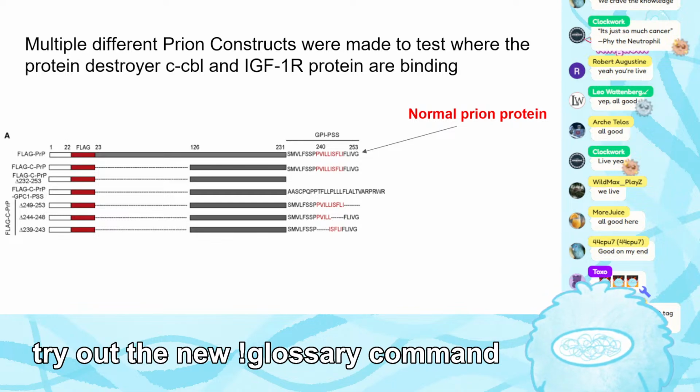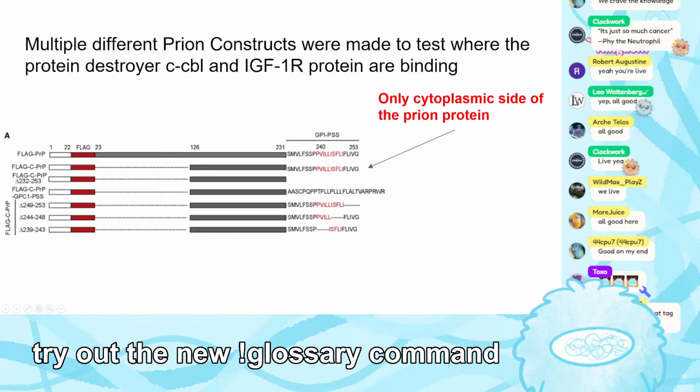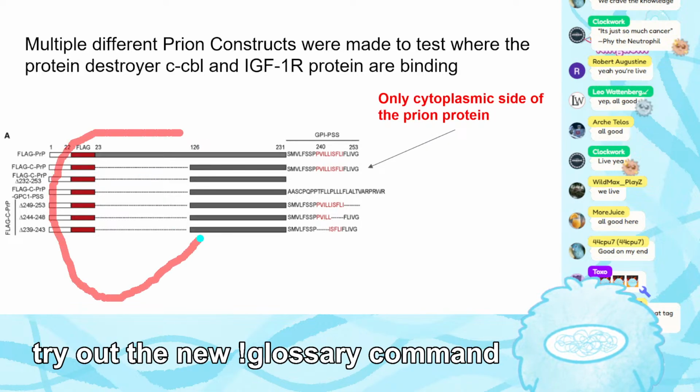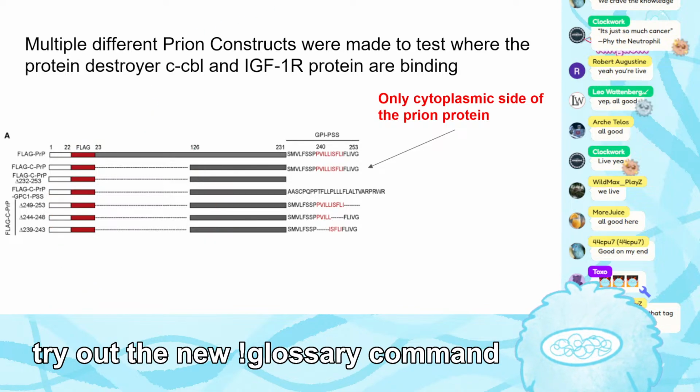Okay, yeah, so that first construct is the normal prion protein attached to a flag tag. And then we have flag CPRP. So this is only the cytoplasmic side of the prion protein. So this entire middle region, for the rest of those constructs, that entire middle region that goes into the membrane and sticks outside of the cell, that's all been deleted. So we're only keeping the part of the protein that sticks within the cell.